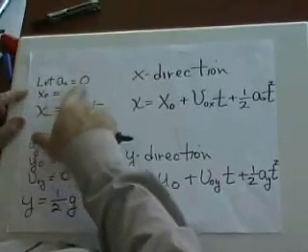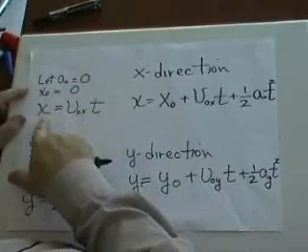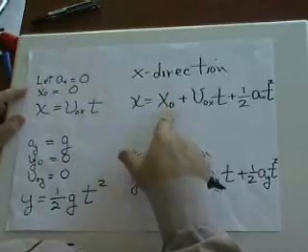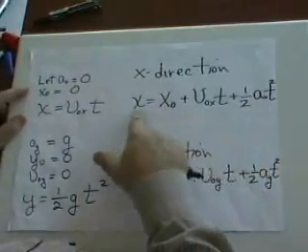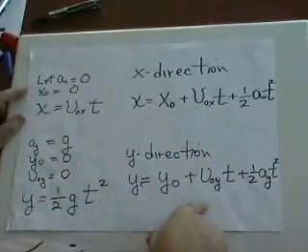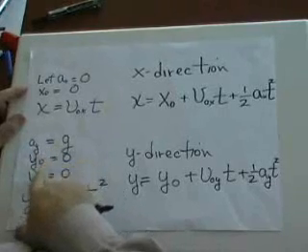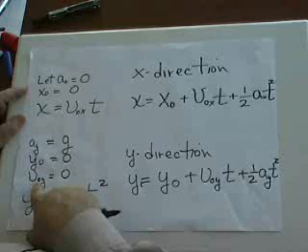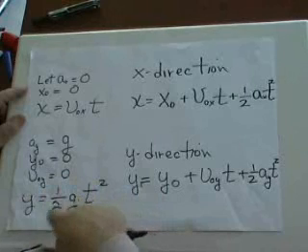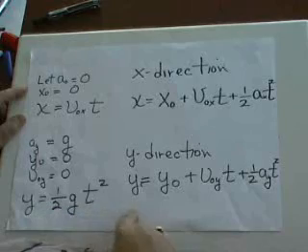Now, looking at our equations of motion again, let's plug in our numbers. Let AX equals 0, X naught equals 0. Therefore, X equals V naught X T. And you can convince yourself, if you've got 0 here and 0 there, you're going to end up with that. For the Y direction, we're going to let AY equals G, the gravitational acceleration. Y naught is 0. V naught Y equals 0 in the Y direction. This equation then reduces to Y equals 1/2 G T squared.